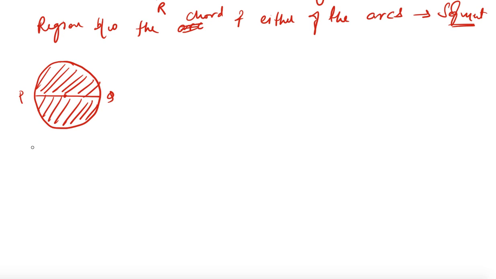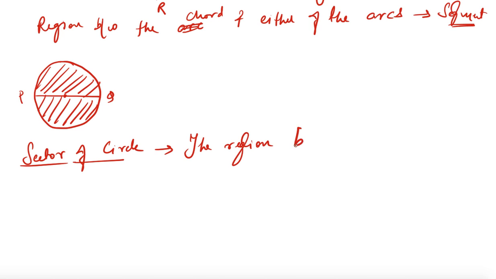The third thing that we need to define here is sector of a circle. What do you mean by sector of a circle? So let me write the definition for you first. The region between an arc and the two radii joining the center to the endpoints of that arc is called a sector.